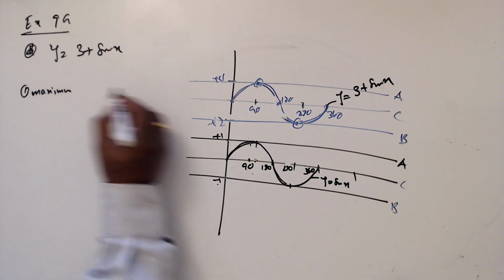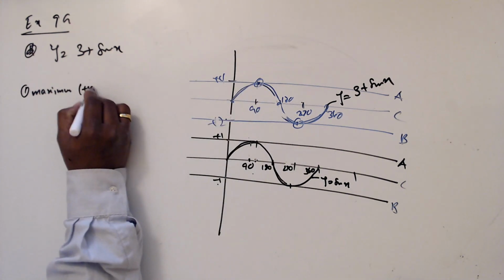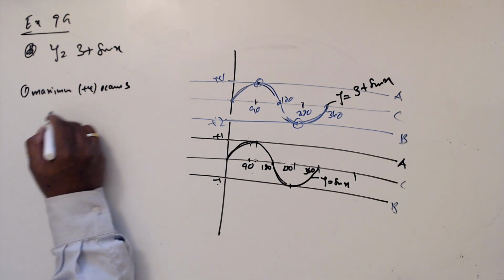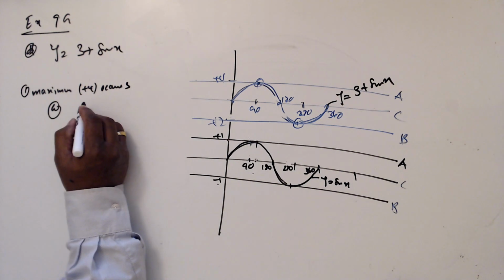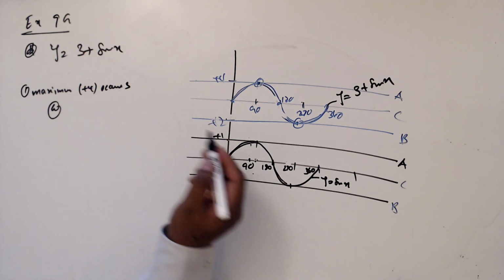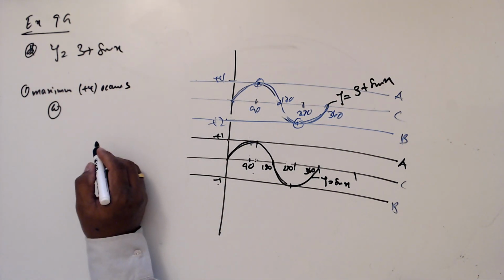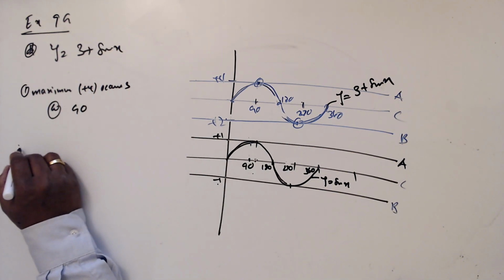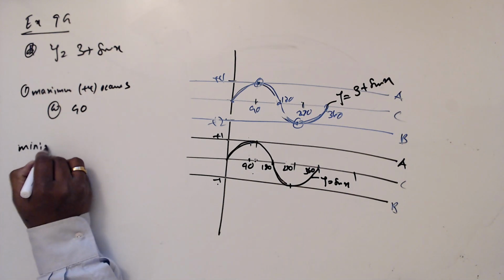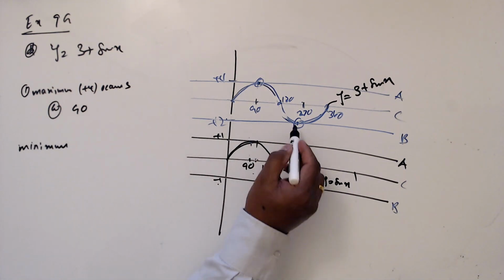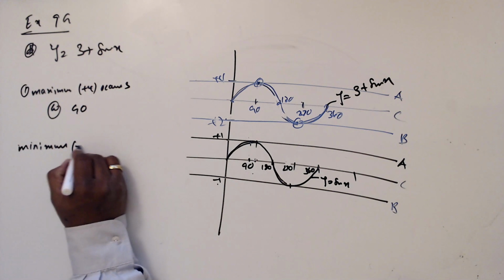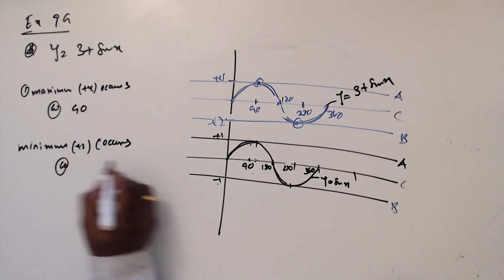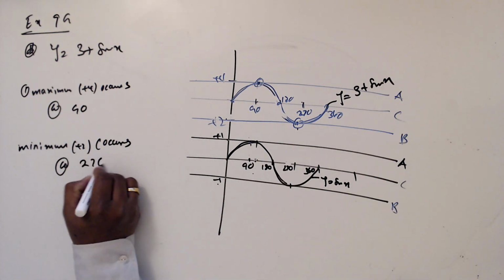Maximum, this is plus 4, occurs at 90, then minimum. What is the minimum value? Minus, plus 2. Plus 2 occurs at 270.